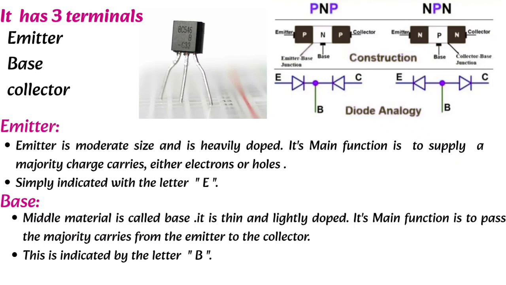Now coming to the base, the base is the middle part of the transistor. The base is thin and very lightly doped, means the doping level of the base is very low. The main function of the base is to pass the majority charge carriers from the emitter to the collector. So this is the main function of the base.